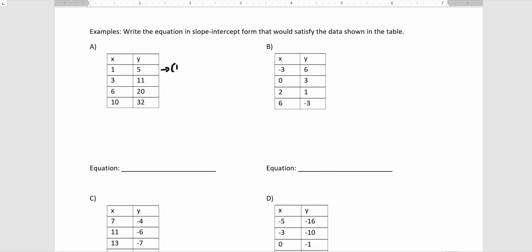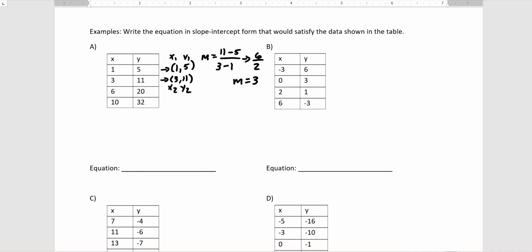1, 5 is the point 1, comma 5, and 3, 11 is the point 3, comma 11. We can use those to find the slope between them. We can call this x1, y1, and this x2, y2. And now let's find this slope. So we'd say m equals y2, 11, minus y1, 5, over x2, 3, minus x1, 1. 11 minus 5 is 6. 3 minus 1 is 2. 6 divided by 2. We can find that m equals 3.